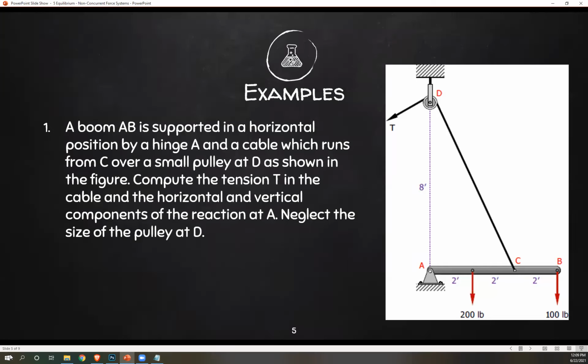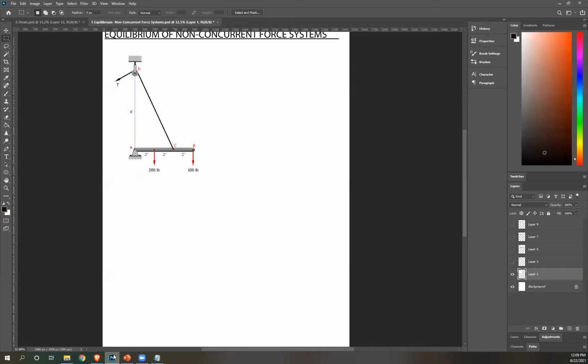So a boom AB, this is your boom, supported in a horizontal position by a hinge at A and a cable which runs from C over a small pulley at B as shown in the figure. So this boom is supported here at point A as well as by this string to this pulley B. Compute the tension T in the cable and the horizontal and vertical components of the reaction at A. Neglect the size of the pulley at B. So basically, we're looking for tension and then horizontal and vertical components of your reaction at this support. Let's begin.